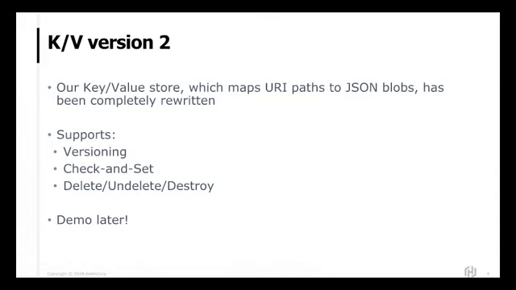KV v2, so our key value store, which maps URI paths to essentially JSON blobs, so it's like a key, that's the value, has been completely rewritten. And we still support KV version 1, it's not going away. And that's something that you can choose, there might be various reasons. It's a little bit faster, a little simpler. But KV v2 supports versioning, check-and-set, and delete, undelete, and destroy. And I'm going to be demoing this later, so you'll get to see all of those things.